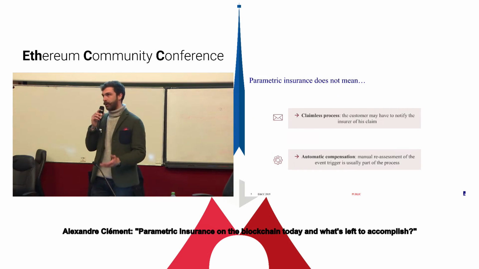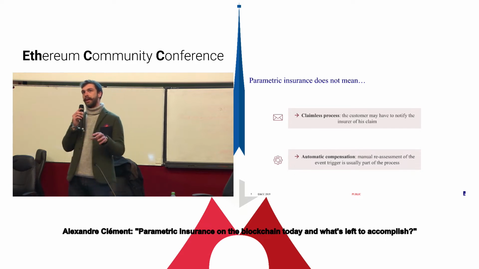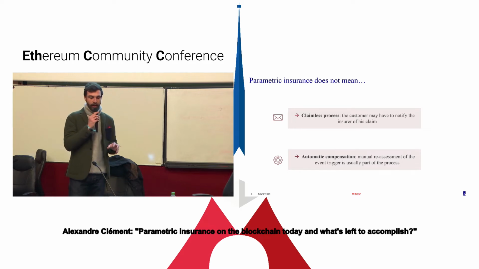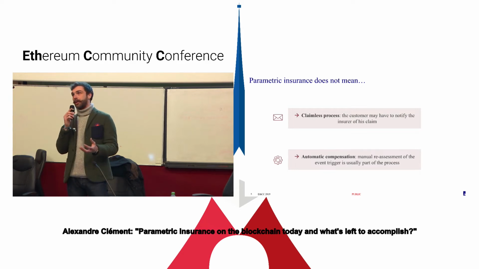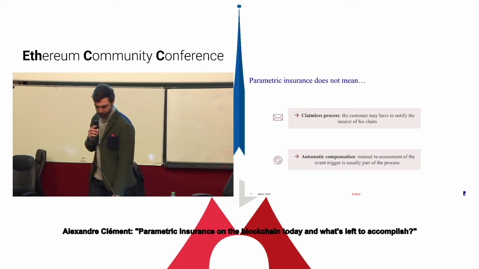Still, it's considerably easier for insurers to check one threshold for one given index than to assess all the damages, which means that in a catastrophic event for the customers, they will get basically their compensation a lot faster through this type of products than through traditional insurance.